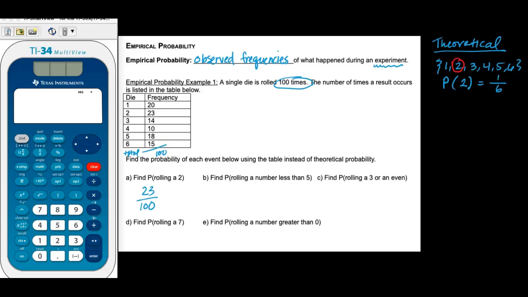And so let's look at B. What's the probability of rolling a number less than 5? Less than means not including 5, so we're looking at 4, 3, 2, or 1. Really what we have to do is add all of these up. So 20 plus 23 plus 14 plus 10, and that's all going to be divided by 100. If we add those all up, we end up getting 67 over 100.